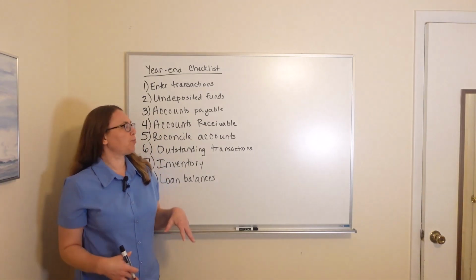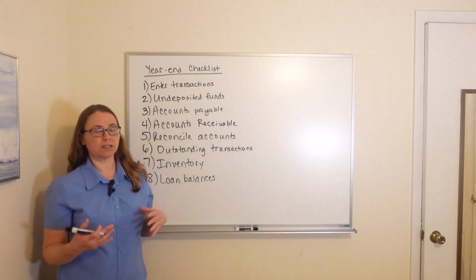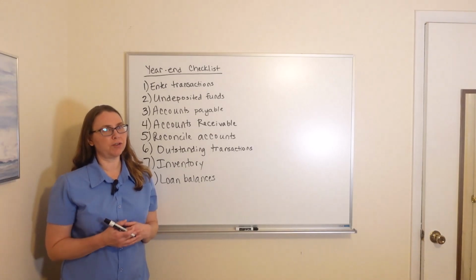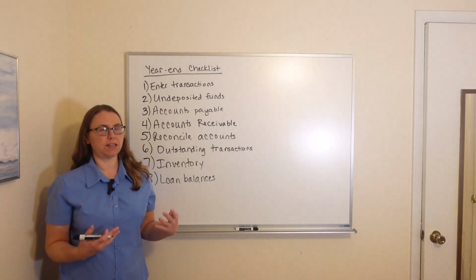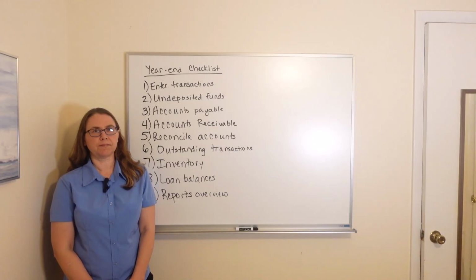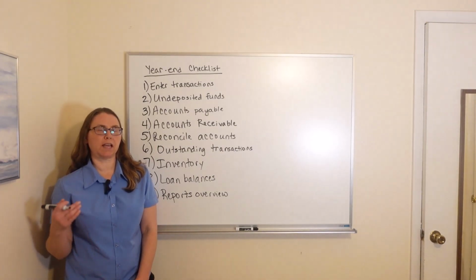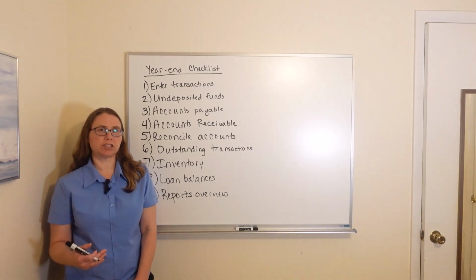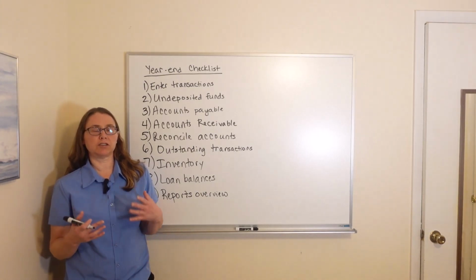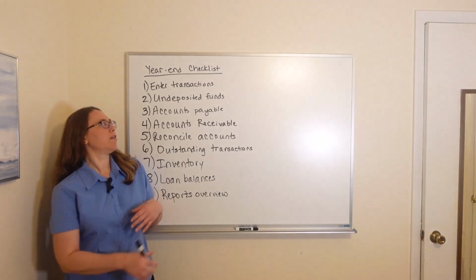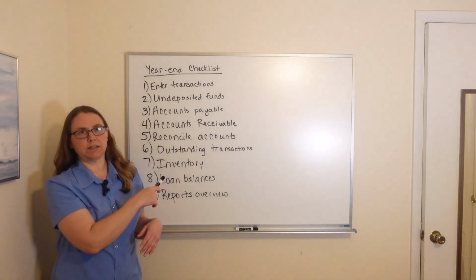And then once I get to this point, I'm probably going to go ahead and just give the reports a good overview and look for any other mistakes that I might find. So I would probably look at a P&L and a balance sheet and just give it a good review and make sure there's no other errors that I might not have found in the other steps.